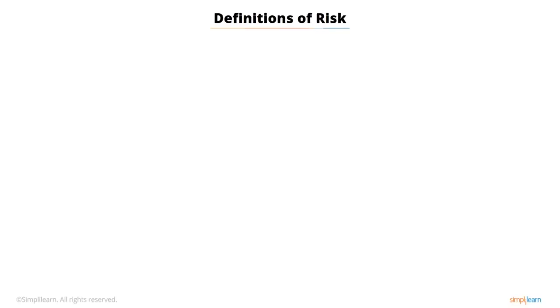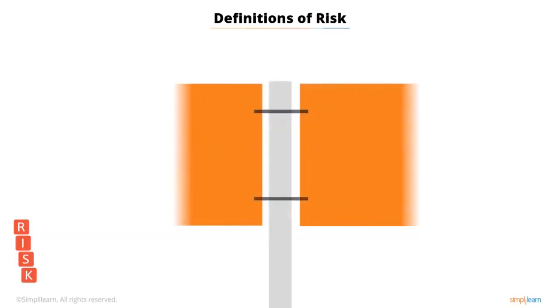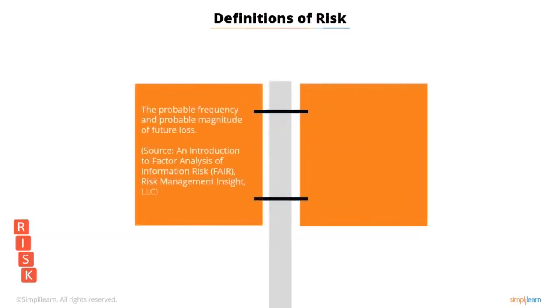Let's consider two other definitions of risk, and these are slightly worded differently, but very similar and almost identical in meaning to what we've already seen. The probable frequency and probable magnitude of a future loss. Now, what I really like about this definition is the use of the word probable. It's unlikely that you'll be able to know exactly how frequent an event may occur, or the exact magnitude. You have to perform an estimate.